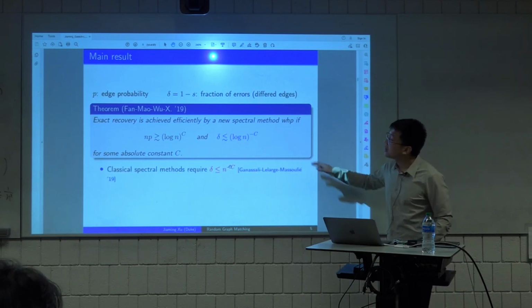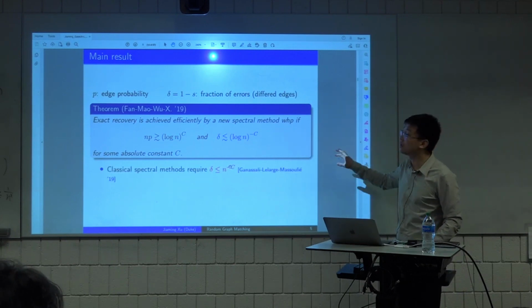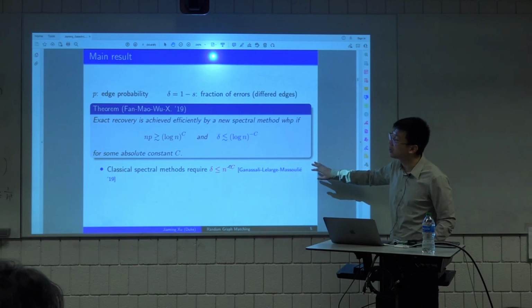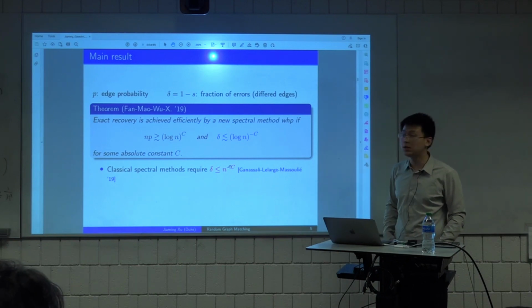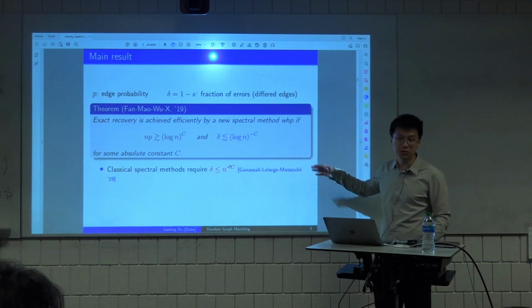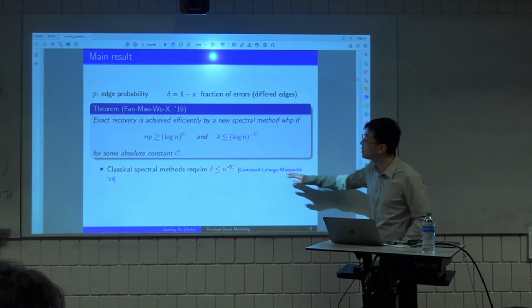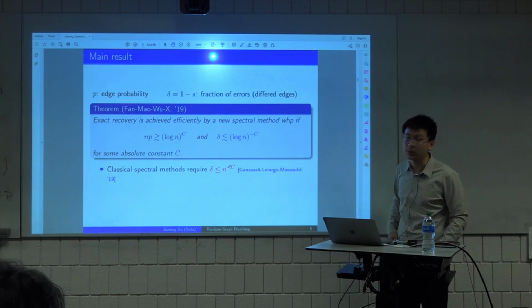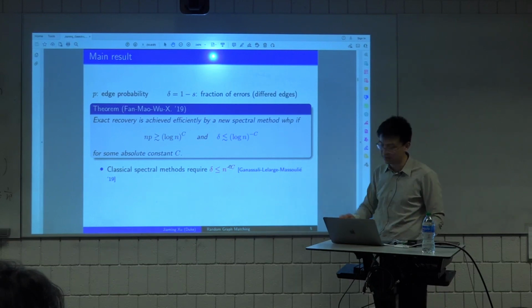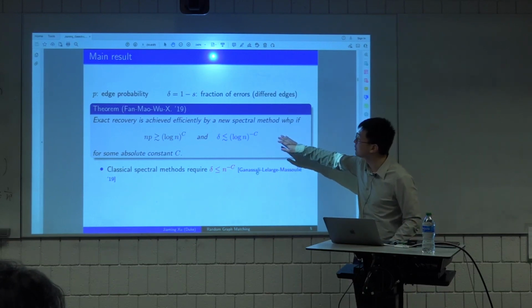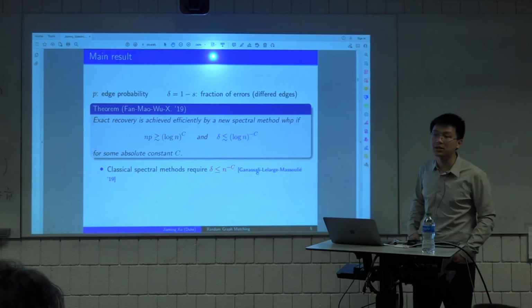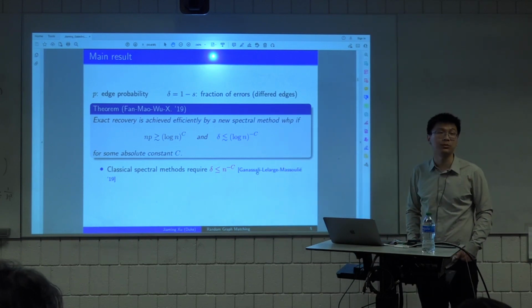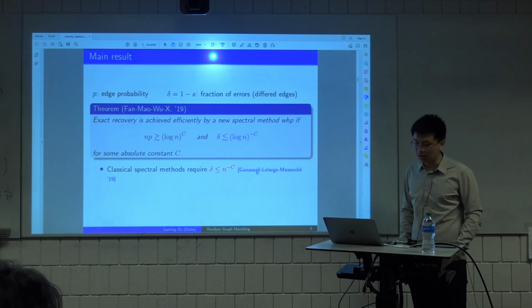One thing is that even though this appears not that strong, it already improves significantly over some classical spectral methods. Later I'm going to show you some classical spectral methods, but they require delta to be polynomially small, like n to the minus c. So it's from log n to the minus c to n to the minus c. You can think of it as an exponential improvement in terms of the noise tolerance.